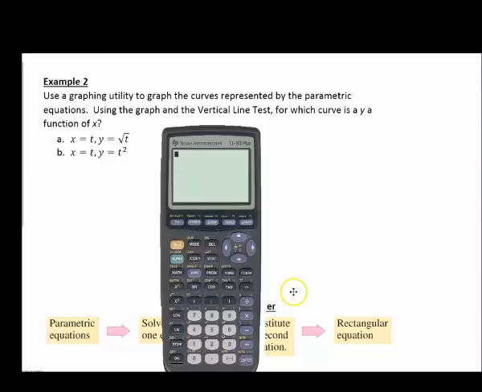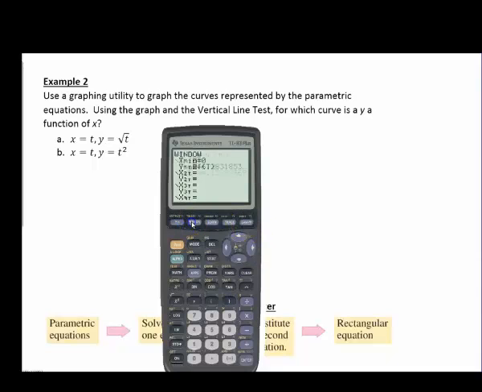Okay, so the first thing we need to do is go to mode, make sure that we have selected parametric equations. So we're going to go down to function and make sure we hit enter on parametric equations. So now we can go to y equals and see now we have x sub 1 and y sub 1. So x sub 1 is equal to t. So notice that when we hit our variable button, it automatically becomes a t. And then y equals the square root, so second square, and then of t.